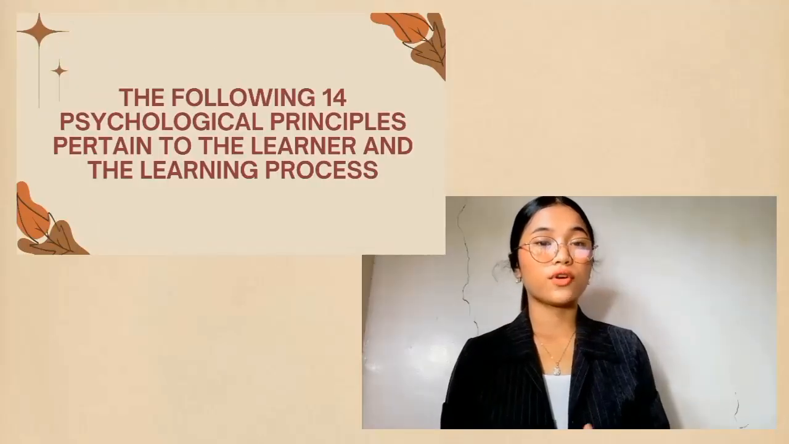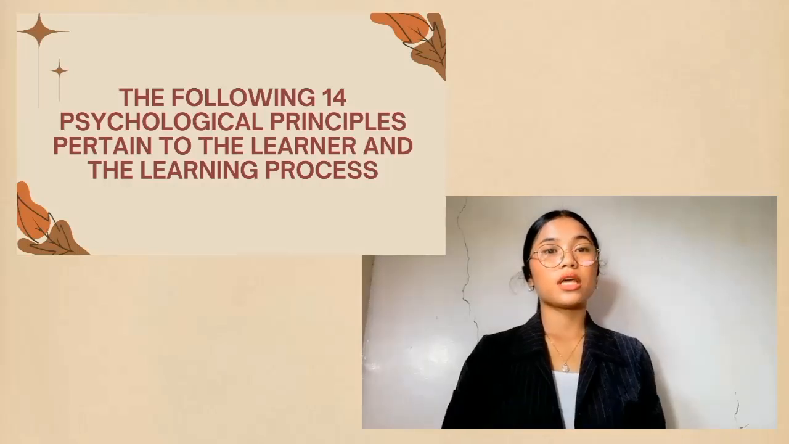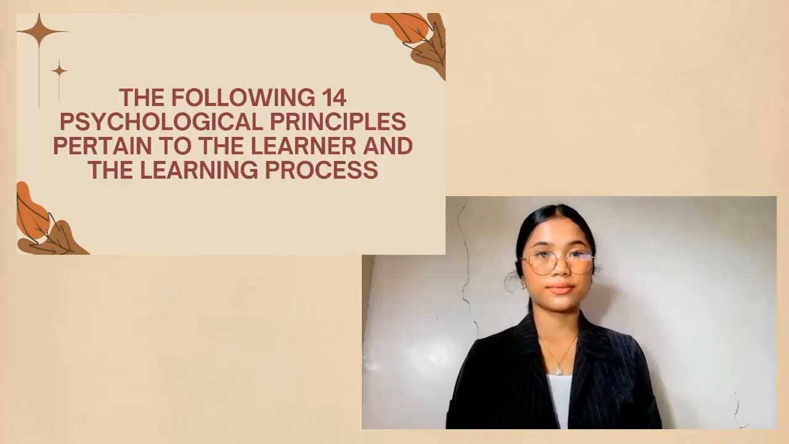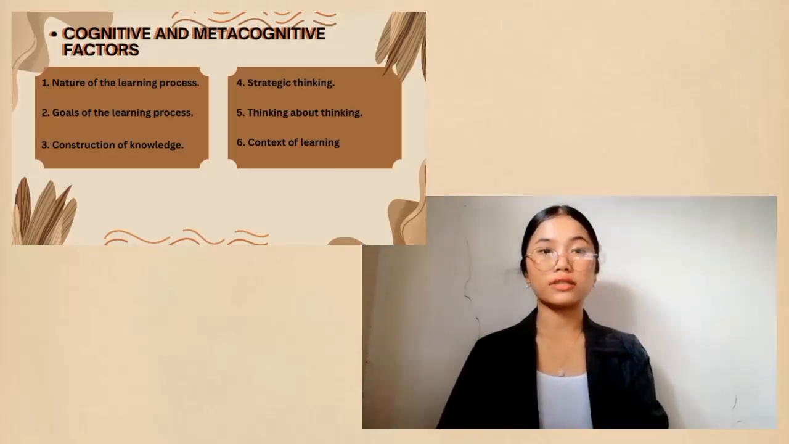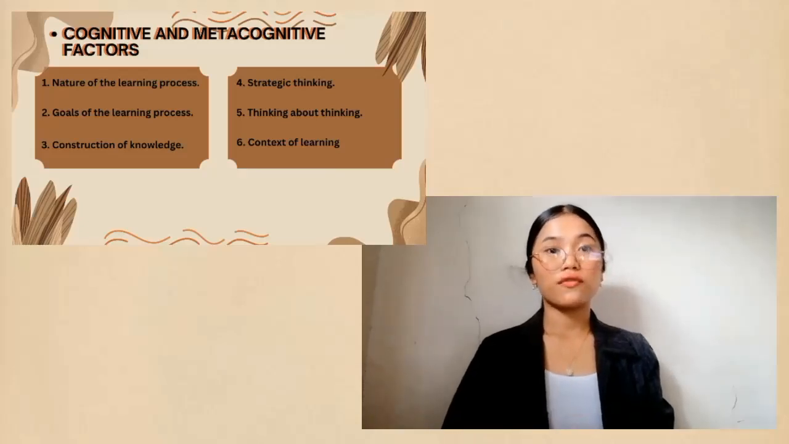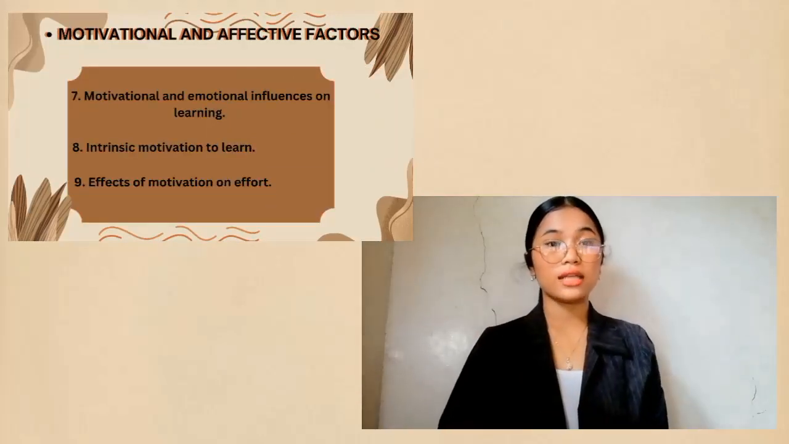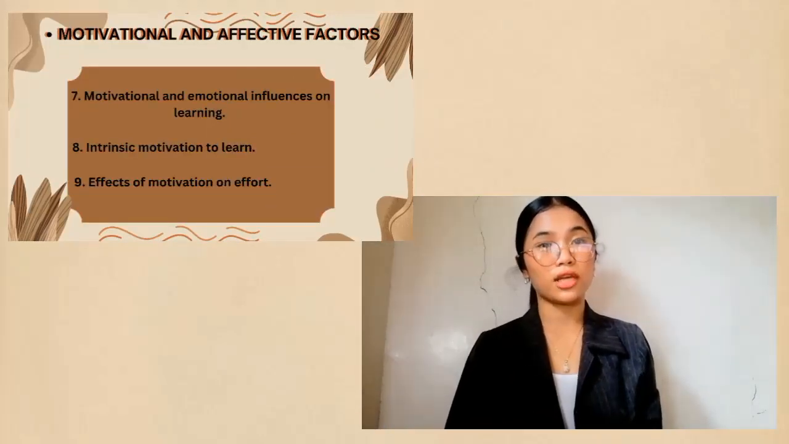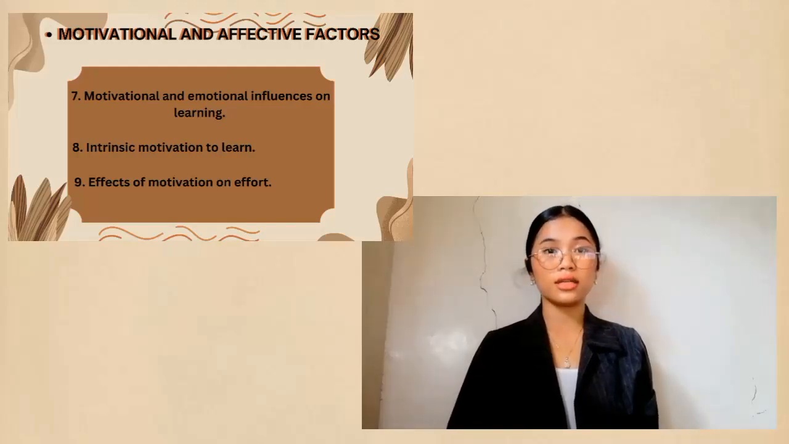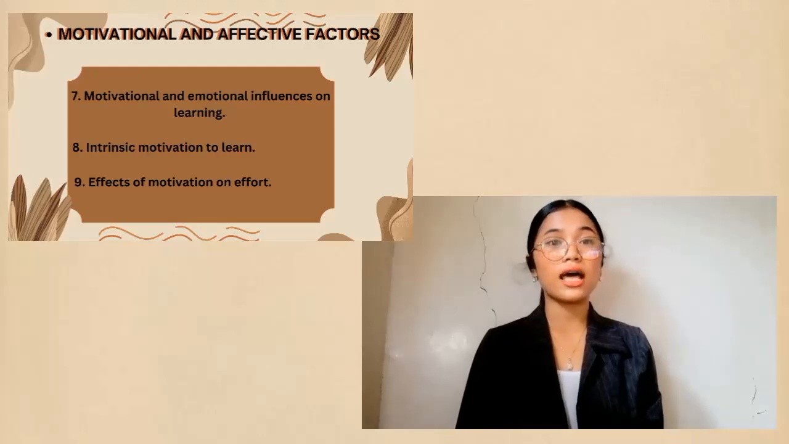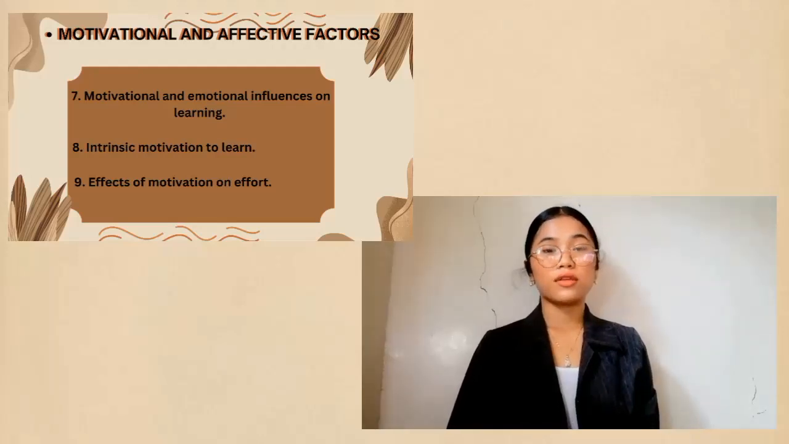We have here the following 14 psychological principles that pertain to the learner and the learning processes. We have here the 6 psychological principles that are under cognitive and metacognitive factors, which are the nature of the learning process, goals of the learning process, construction of knowledge, strategic thinking, thinking about thinking, and the last is the context of learning. The 7 to 9 psychological principles are under motivational and affective factors, which are motivational and emotional influences on learning, intrinsic motivation to learn, and the last is the effect of motivation on effort.